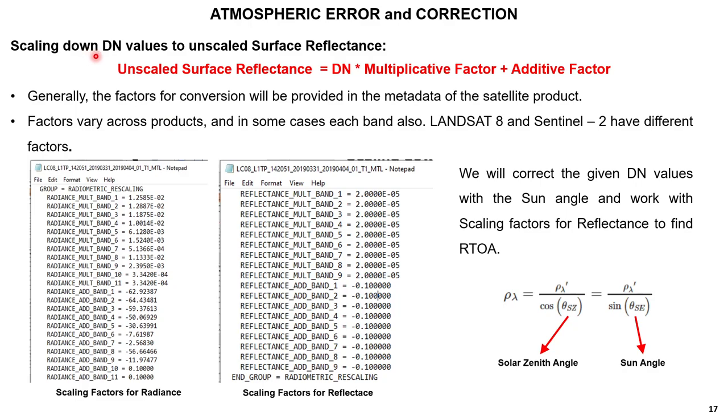So first, whatever values we are seeing, everything is digital number. These are all scaled up to some threshold, but we need to scale them down to 0 to 1. How will we do that? Unscaled surface reflectance is equal to DN times the multiplicative factor plus the additive factor, which I described previously. If it is radiance, you should use this factor. If it is reflectance, you should use this factor. I will just demonstrate for one data how to do that.